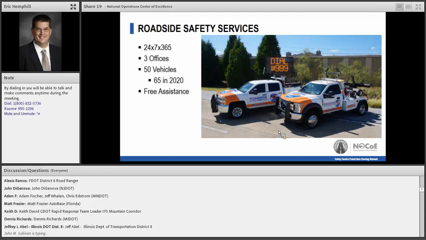We are a 24/7, 365 operation. We have three offices we go out of. We currently have 50 vehicles in the fleet. We're about to increase that to 15 shortly. They've been in the shop. They're on the yard. They're getting hooked up now. We do provide free roadside assistance.